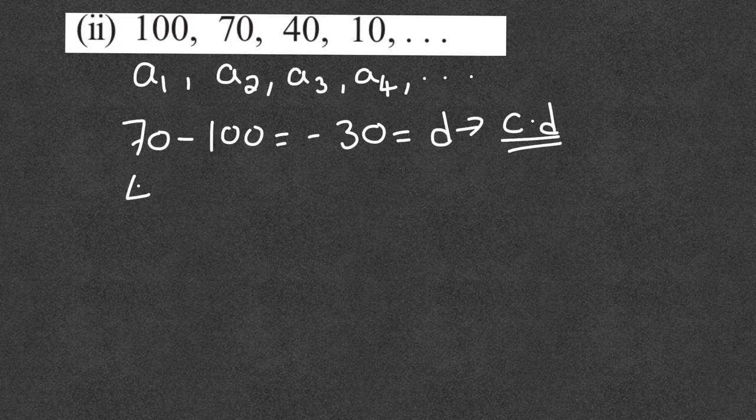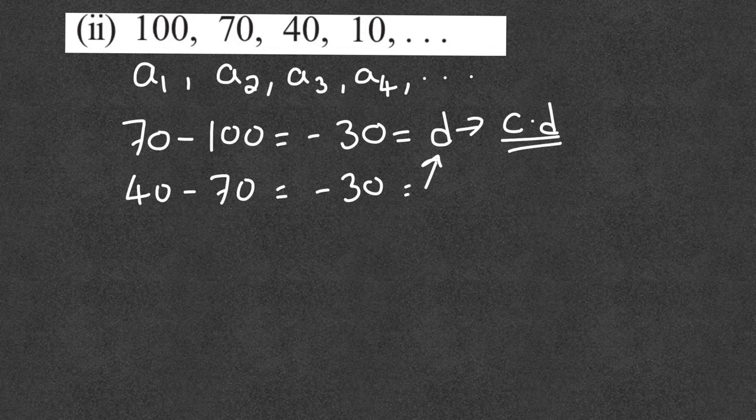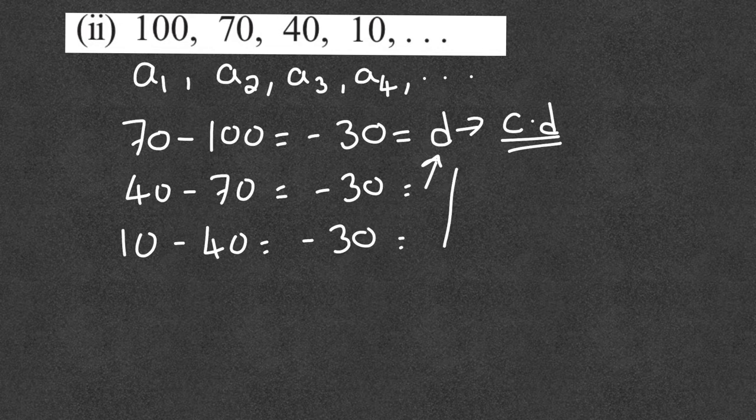And now observe, 40 minus 70 is also -30. It is the same as the common difference D. And 10 minus 40 is -30. So, it is the same as the common difference D. So, the common difference remains the same between any two terms. A term and its previous term, the difference between them, the common difference, will remain the same in an arithmetic progression.